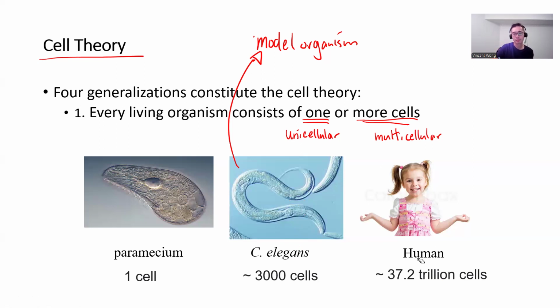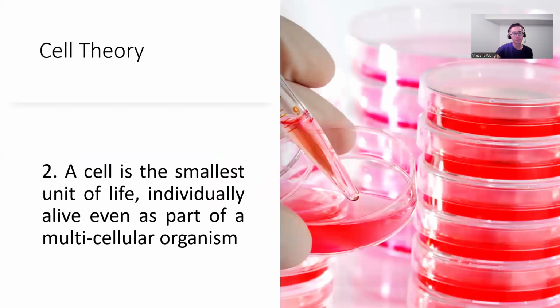And then humans, there are a lot of cells in us. Trillions of cells. Obviously, when you grow up, you have more cells than you did when you were a baby. But compared to some of these other organisms, we have way more cells than them. So that's the first part of the cell theory. Every living organism is going to have 1 or more cells. If it's living, it's going to have cells. And if it has cells, it's living.